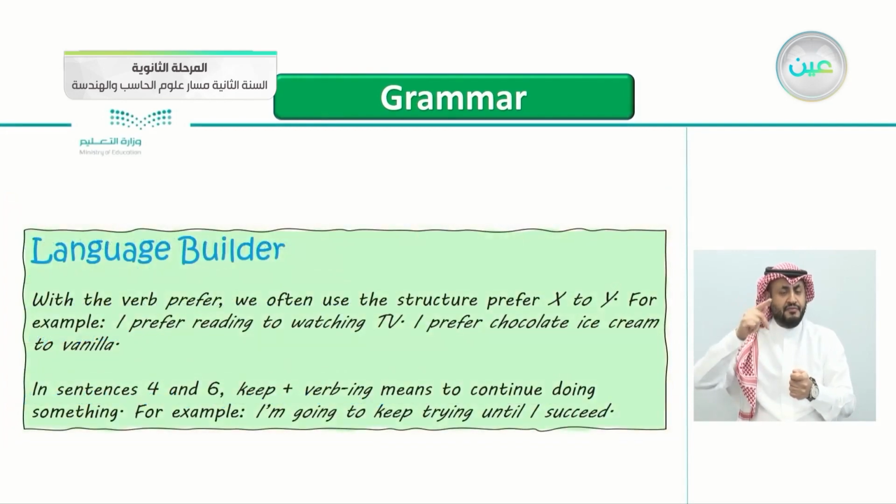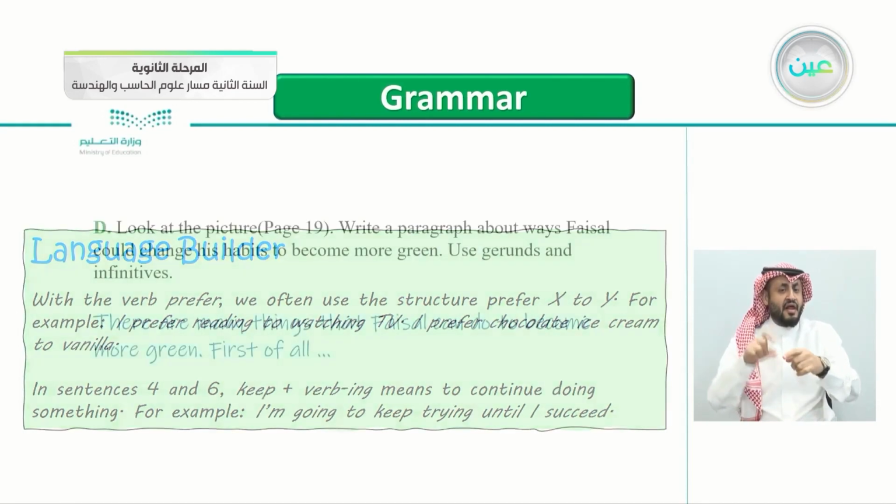That's correct. Here's a language builder for you. With the verb prefer, we often use the structure prefer X to Y. For example, I prefer reading to watching TV, or I prefer chocolate ice cream to vanilla. In sentences 4 and 6, keep plus the verb ing means to continue doing something. For example, I'm going to keep trying until I succeed. So when you say I prefer X to Y, it means that you like X more than Y.